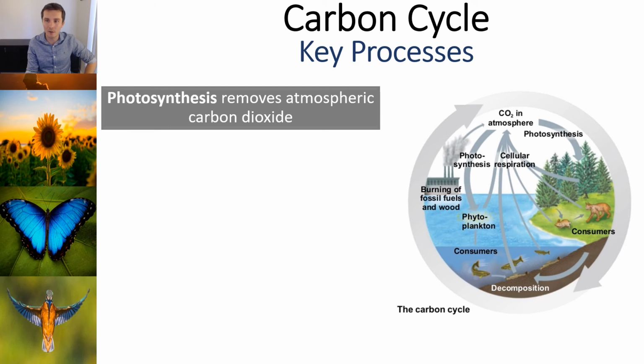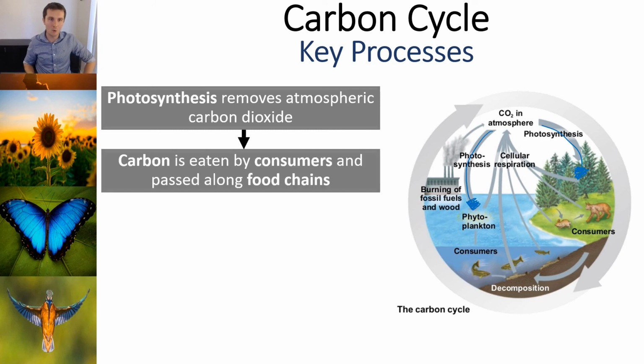So we've got CO2 in the atmosphere, and photosynthesis removes that carbon dioxide. That might be with trees in terrestrial ecosystems, or phytoplankton or algae in some of those marine and aquatic ecosystems. So that carbon, which is now stored in the plants or the phytoplankton or the algae, is consumed and then passed along the food chain.